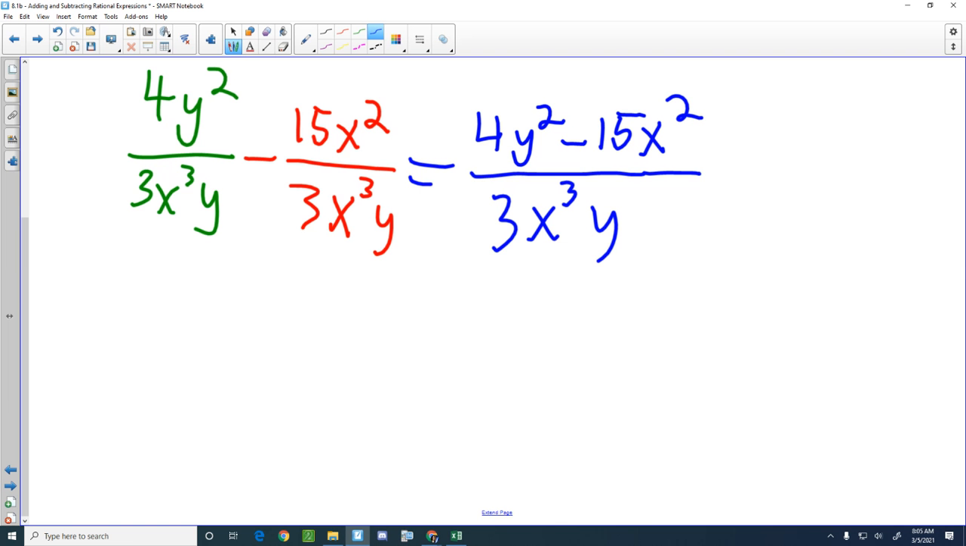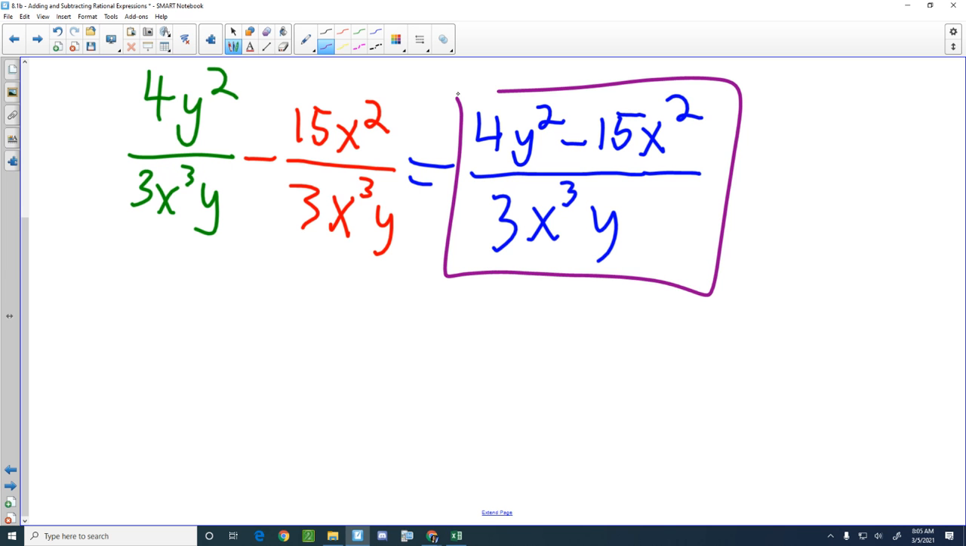Look at all 3 terms carefully. Is there a common factor that all of them have that we can divide all 3 of those by? And no, there is not, so this is it. That is our final answer. We have subtracted 2 rational expressions, and we now have a single rational expression. Questions? Awesome.